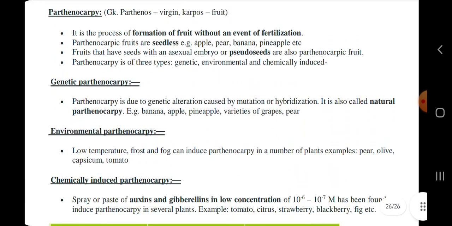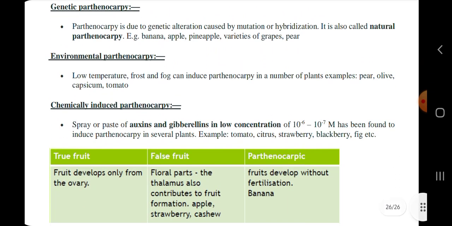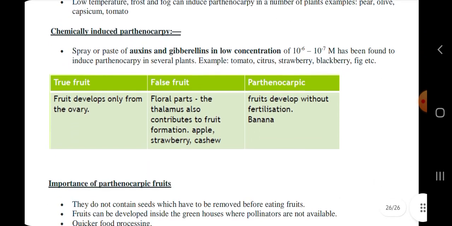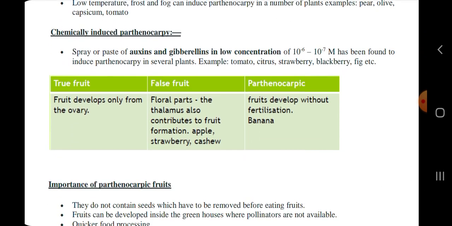Then parthenocarpy, it is the formation of fruit without an event of fertilization. Parthenocarpic fruits are seedless. Genetic parthenocarpy is due to genetic alteration caused by mutation. Environmental low temperature, frost and fog can induce parthenocarpy. Chemically induced are the spray or paste of auxins and gibberellins, that are the hormones.